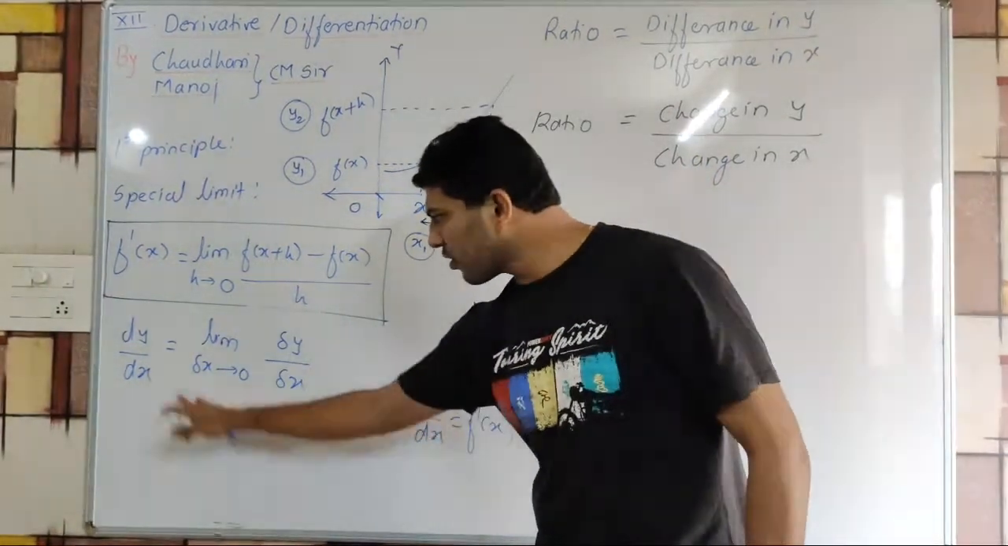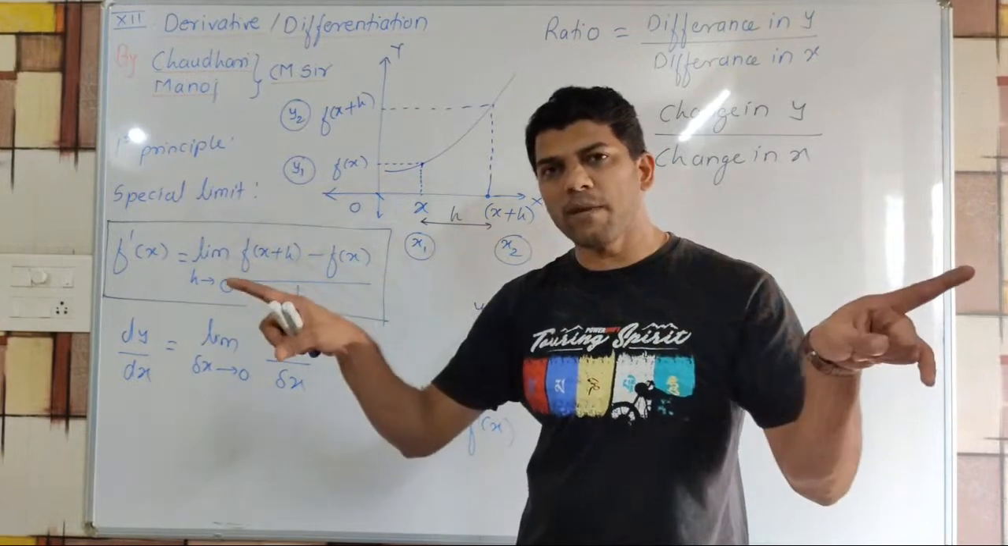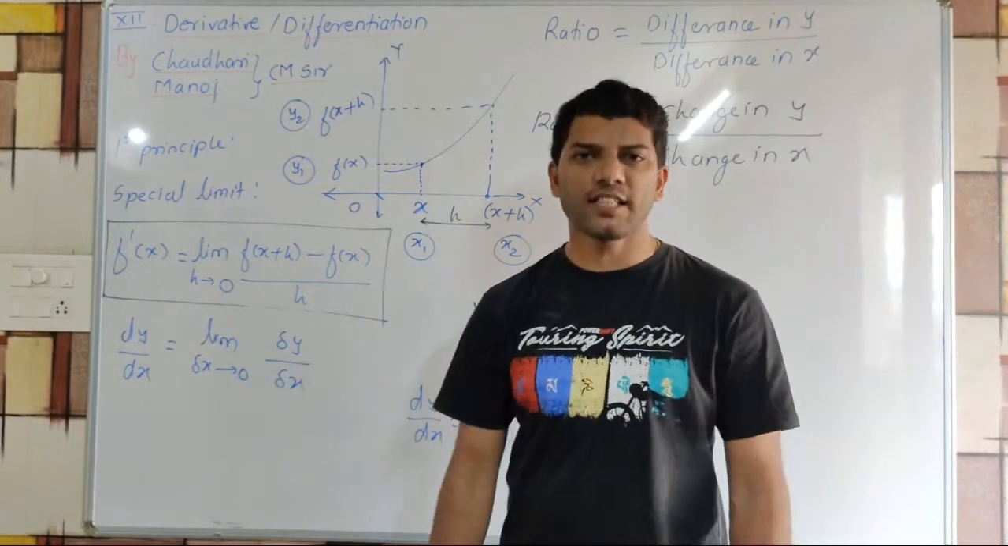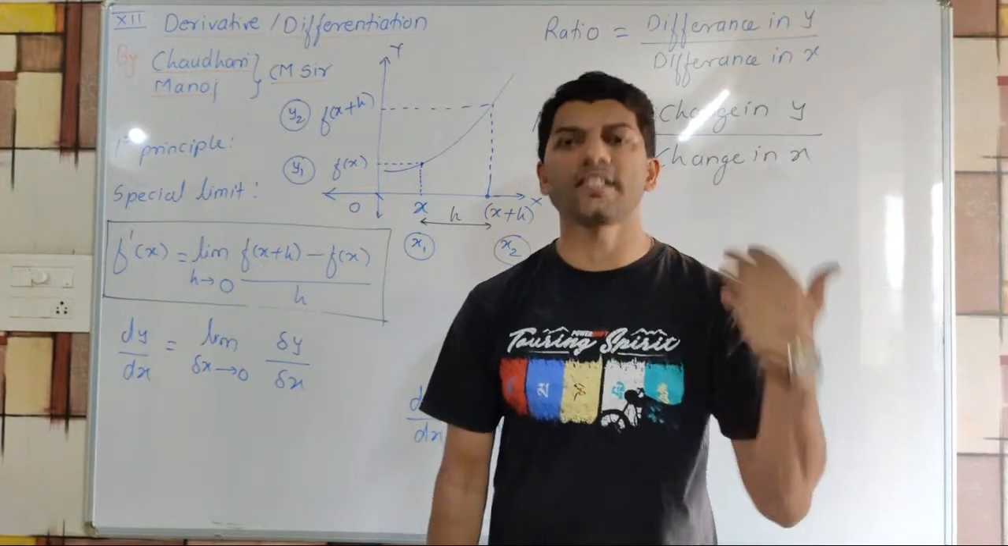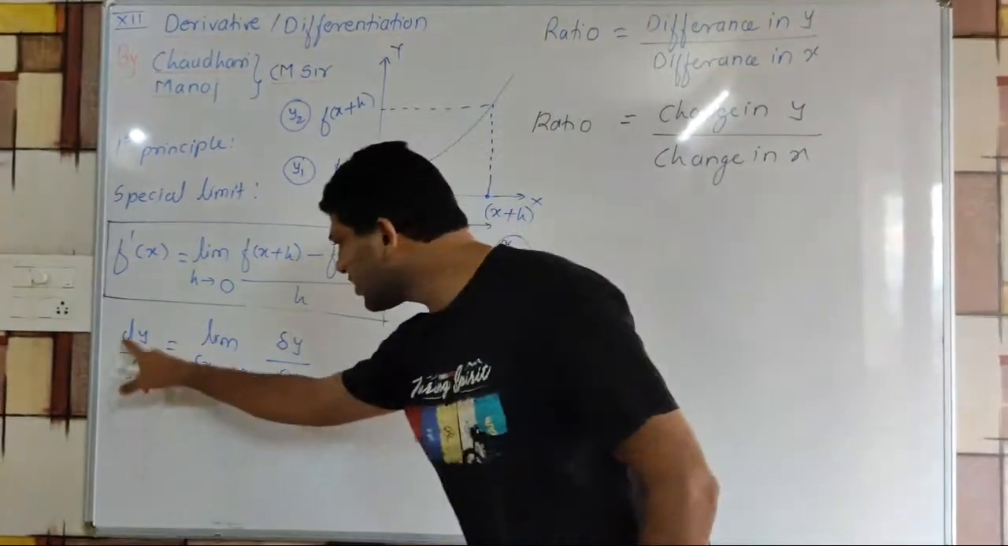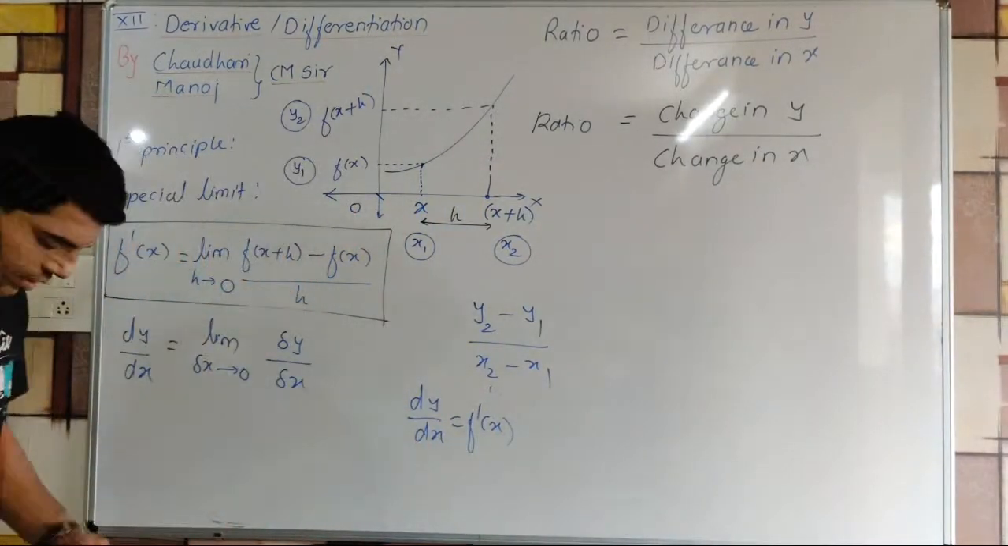Now, this is also a symbolic representation of the derivative, but two different people were working on the same concept. The second person who worked on the same concept was Leibniz. And we say this notation of the derivative is given by Leibniz.